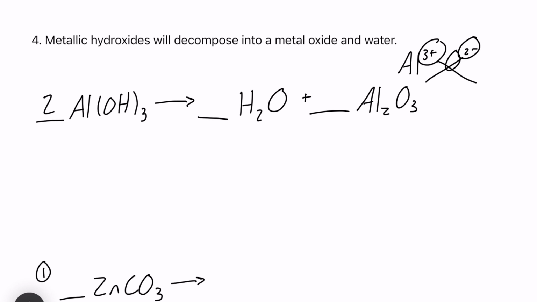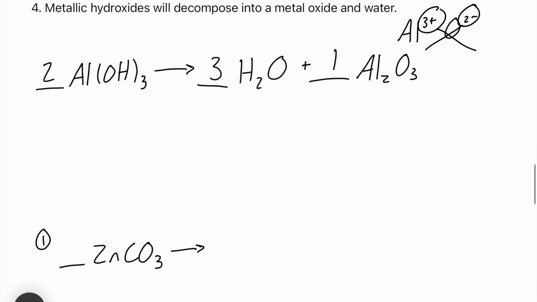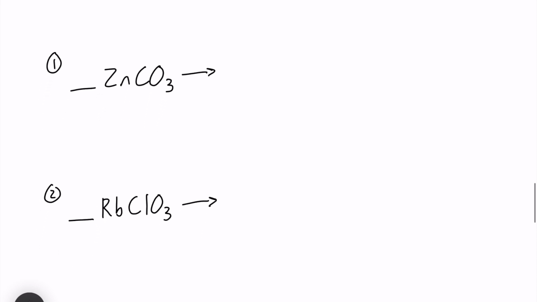We have 2, we have 3, and we'll have a 1 there. Everything looks balanced to me. Perfect. Now, moving on to some examples here. First, we're going to pick out the rule, and then we are going to apply that and figure out the products. Then we can go ahead and balance.